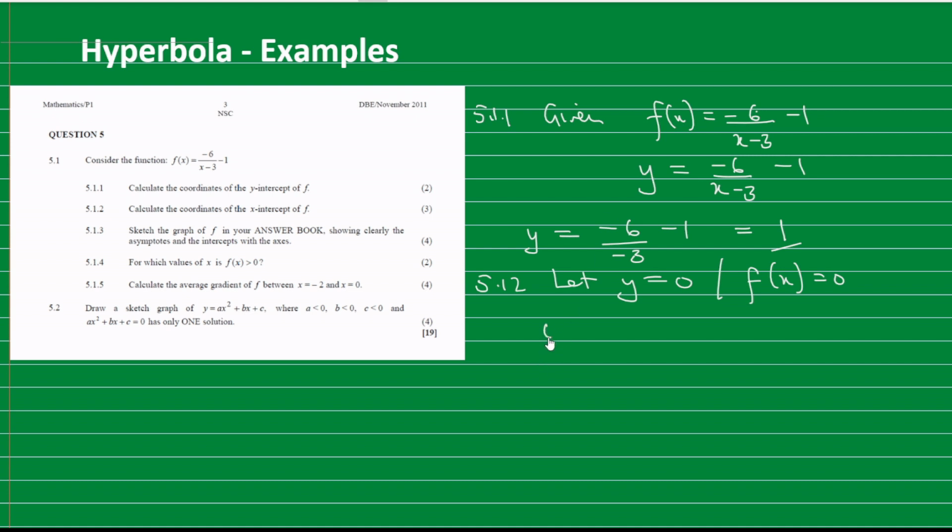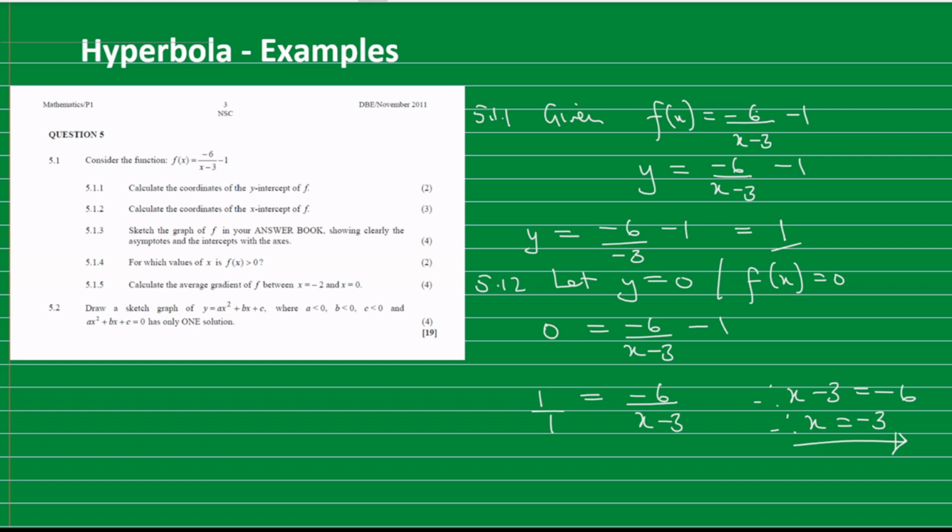Write a 0 here: 0 is equal to negative 6 over x minus 3, minus 1. To solve this one, take the negative 1 over. We have 1 is equal to negative 6 over x minus 3. We can cross multiply here. Therefore, x minus 3 is equal to negative 6. Therefore, our x is equal to negative 3. So our graph is going to cross at negative 3 on the x-axis.